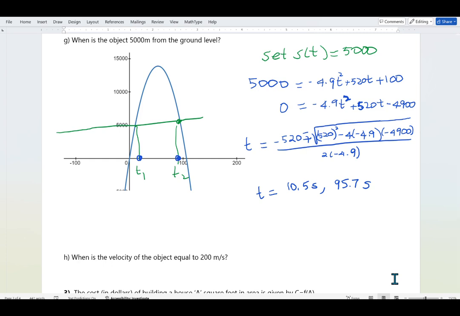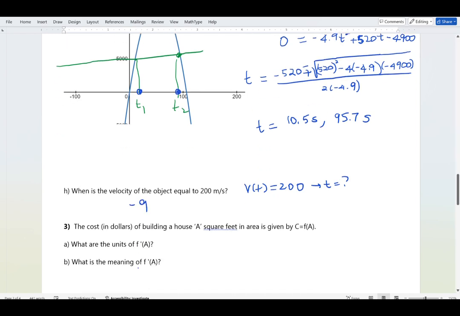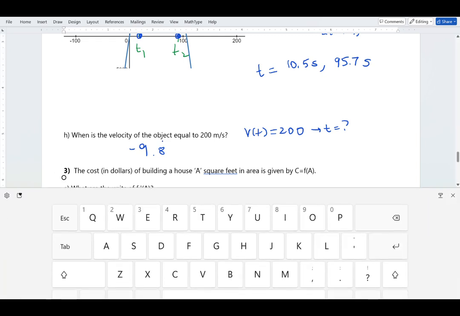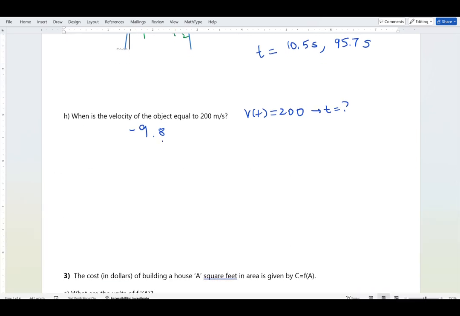So for that one, as you may have guessed it, basically we need to set the velocity equal to 200. So be careful when you're plugging a value in for t versus when you're setting everything equal to a value. The problem really pretty much tells you what to do. In this case, when is the velocity equal to 200, right? So set velocity equal to 200. And from there, solve for t. And we know the velocity equation was negative 9.8 t plus 520.